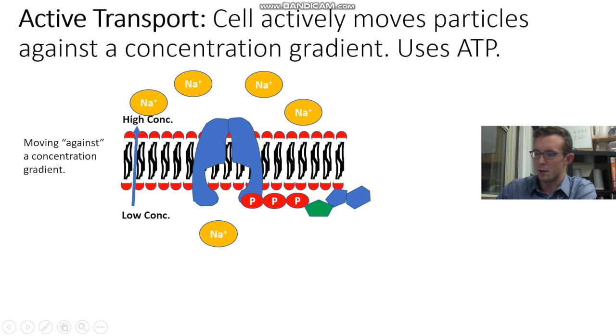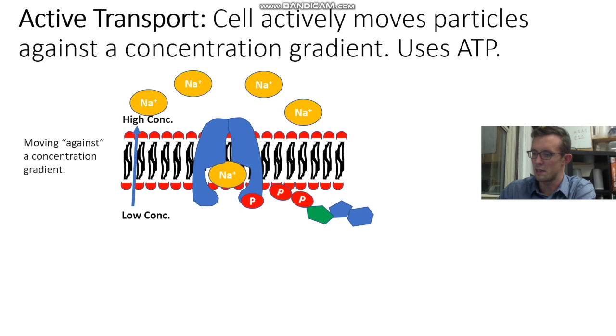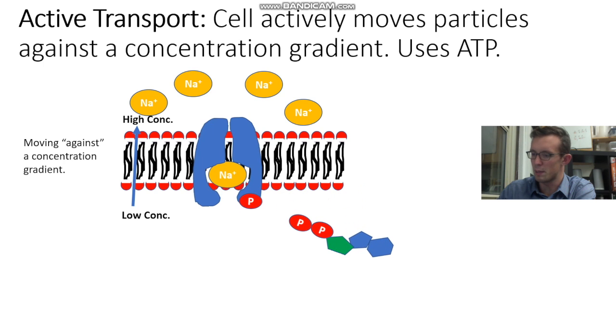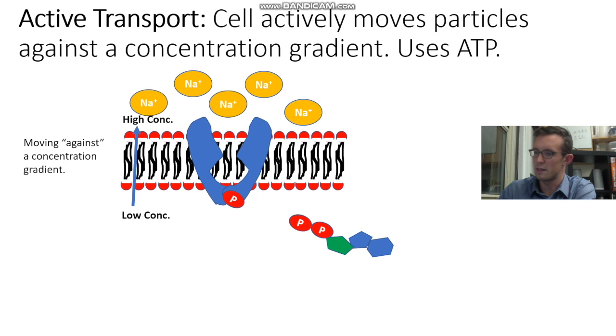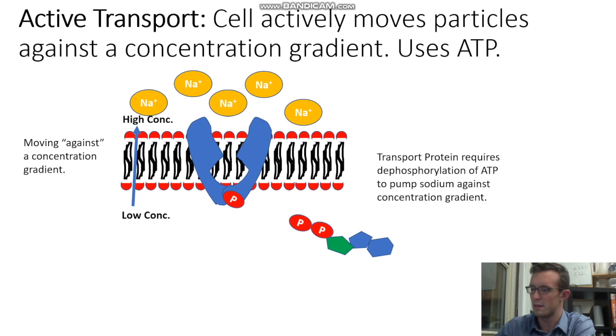So in order for this to occur, our cells will use a process called active transport, in which our cell uses an ATP molecule to pump the sodium ion against the concentration gradient. The ATP molecule dephosphorylates, it breaks off a phosphate, and that supplies the energy the protein needs to pump the sodium across the membrane.